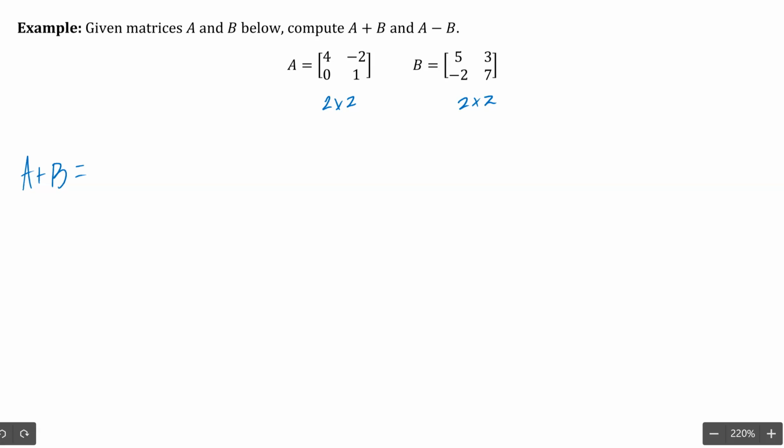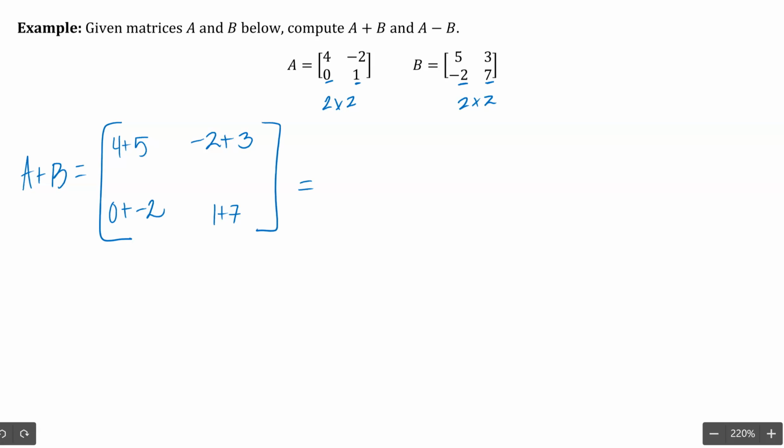So we'll take entry 1, 1 here and entry 1, 1 here, and we'll add them. So we get 4 plus 5 for our first entry, and then for entry 1, 2, we get negative 2 plus 3. And then we add the bottom left entries, and we get 0 plus negative 2. And then we're adding entries 2, 2, which would be 1 plus 7.